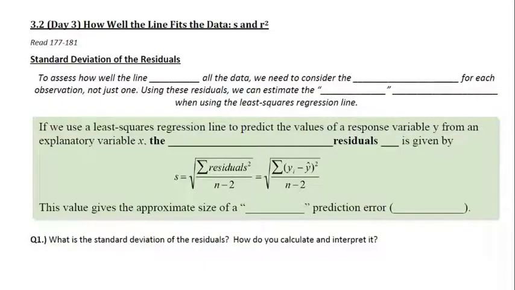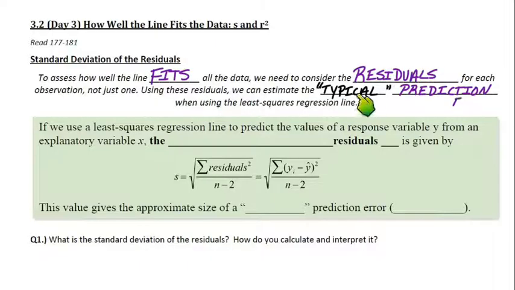So the first blank there, to assess how well the line fits all the data, we need to consider the residuals for each observation, not just one. So we're going to look at all the residuals. And then using these residuals, we can estimate the typical prediction error. And notice I have typical in quotes here. The typical prediction error when using our LSRL, or the least squares regression line.